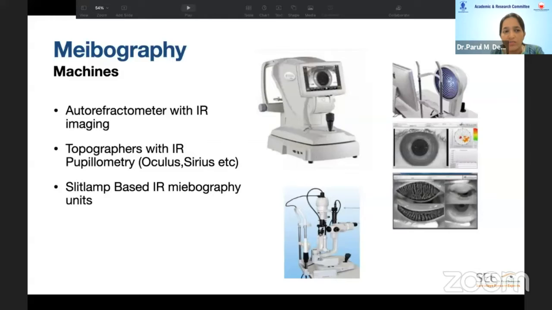There are a variety of machines which one can use to capture. It needs to have the IR camera. So any autorefractometer which has IR imaging can give you a meibography, or a topographer like a Sirius or an Oculus, or a slit lamp based one. Or currently we have machines which have an integrated meibography along with the other dry eye modules, which can be used to capture meibography.